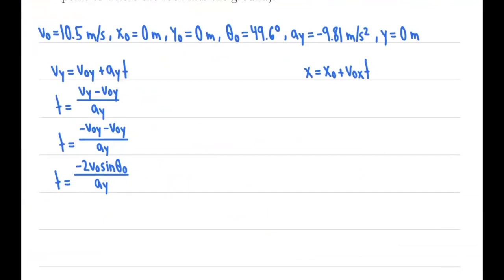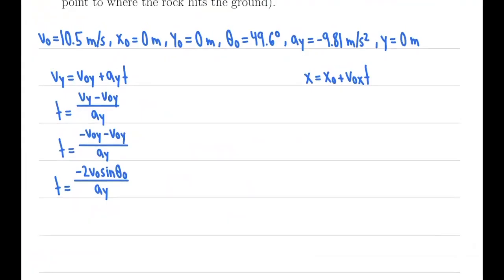I'm actually going to keep it in variables for as long as possible. So this is the time. That's what I was thinking you should do. Finally, something I agree with that Nick does. So this is the time.